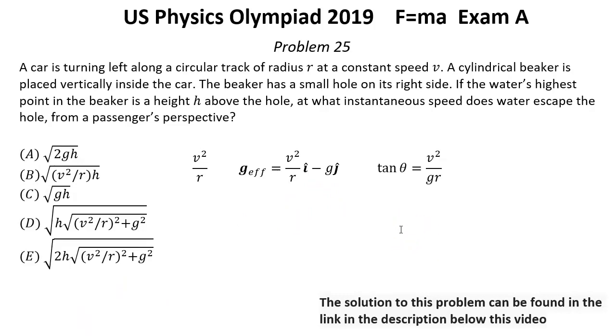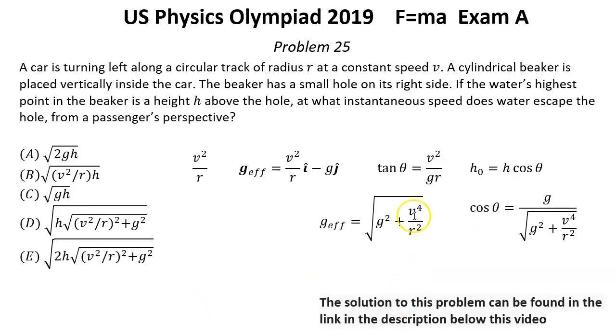Thus the normal of the water surface is also at an angle theta to the vertical, and thus the highest point on the water surface occurs at the right edge of the beaker. So the effective height of the water surface above the hole is h0 equal h multiplied by cosine theta. Here we have cosine theta equal this expression, and G effective equal this expression. Then the gauge water pressure at the hole is equal to rho G effective h0, equal rho g h.